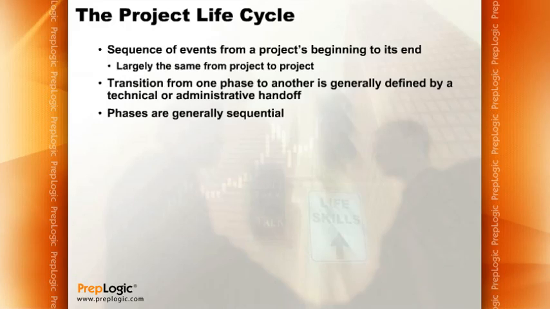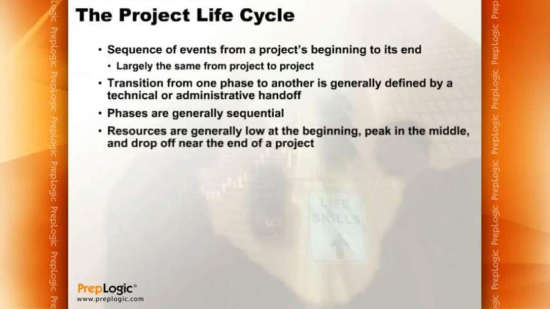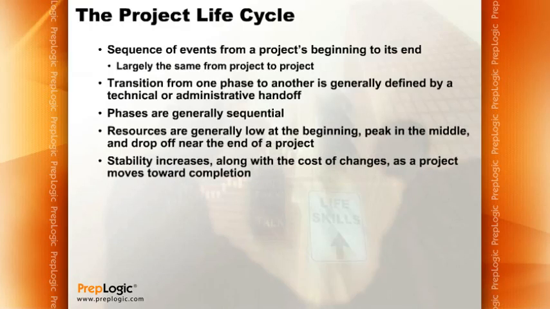Now, the way that projects flow, the resources that are allocated to the project and necessary for the project are generally very low at the beginning. They peak in the middle because that's when you're doing most of the work and you need the most people, you need the most additional resources to do the work of the project. And they drop off near the end because you have completed the bulk of the work, and as the project reaches its final phases, it starts to wane in the resources that are necessary. Likewise, the stability of a project increases along with the cost of changes as a project moves toward completion.